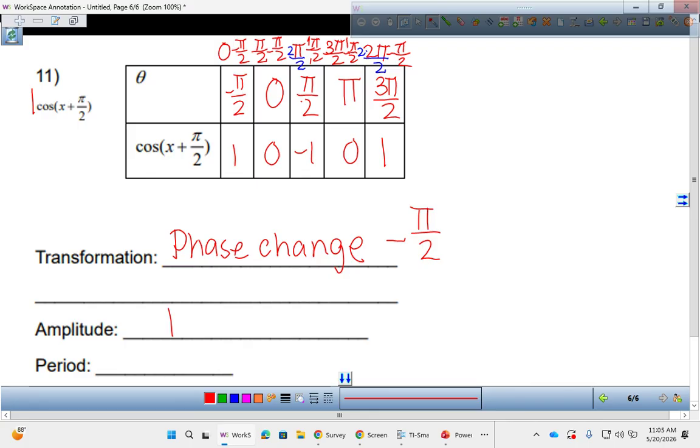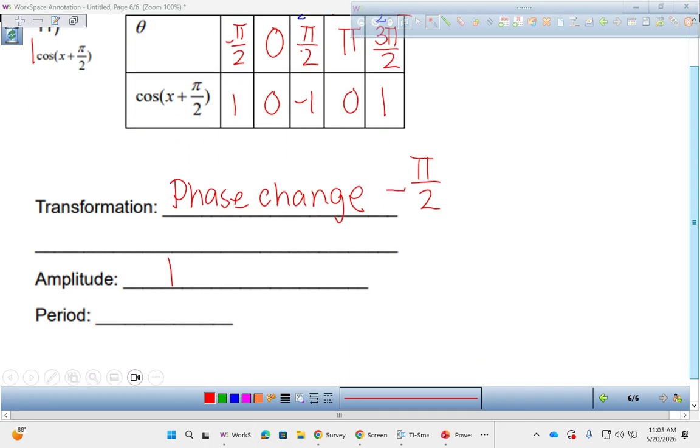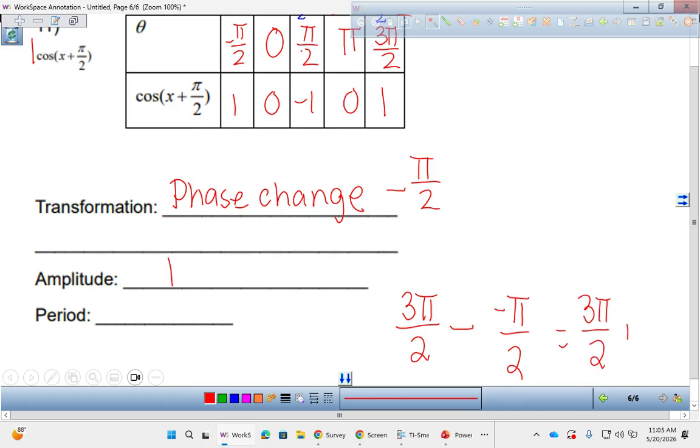The period is the length of time it takes to get from start to finish. So I'm going to take the ending time, 3 pi over 2, and subtract the starting time, negative pi over 2. That double negative becomes 3 pi over 2 plus pi over 2, because I'm subtracting a negative number. And that's 3 plus 1, 4 pi over 2.